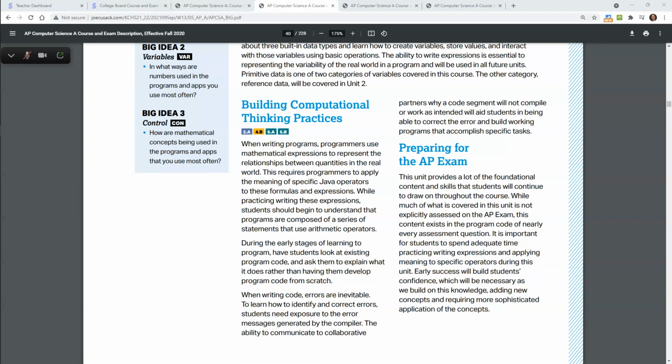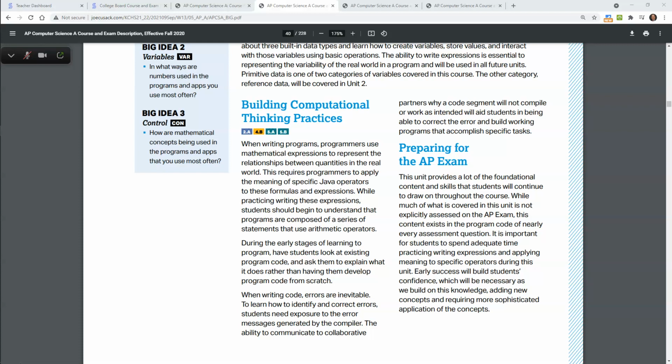Building computational thinking practices. When writing programs, programmers use mathematical expressions to represent the relationships between quantities and the real world. This requires programmers to apply the meaning of specific Java operators to these formulas and expressions. While practicing writing these expressions, students should begin to understand that programs are composed of a series of statements that use arithmetic operators. During the early stages of learning to program, have students look at existing program code and ask them to explain what it does rather than having them develop program code from scratch.